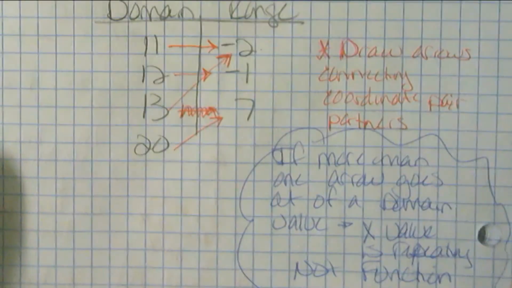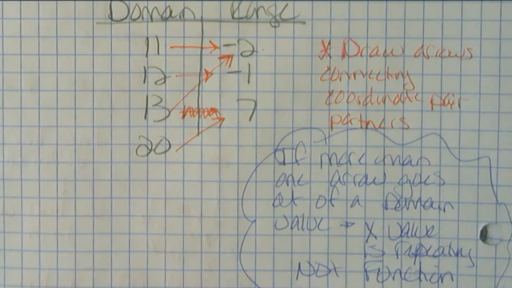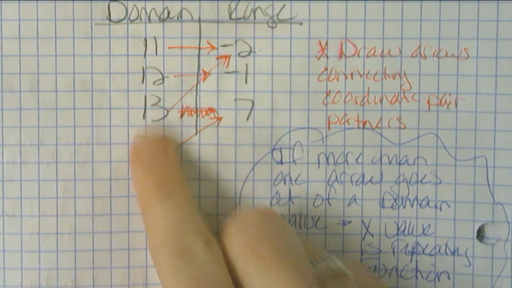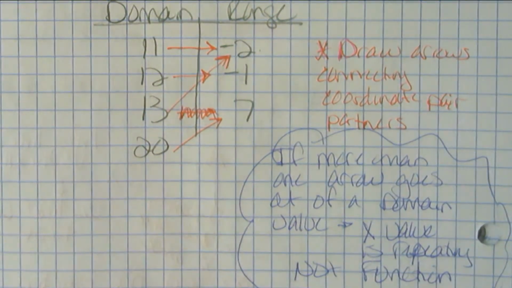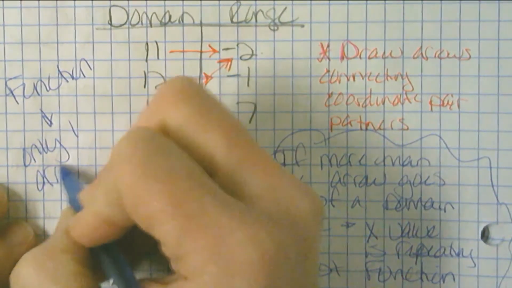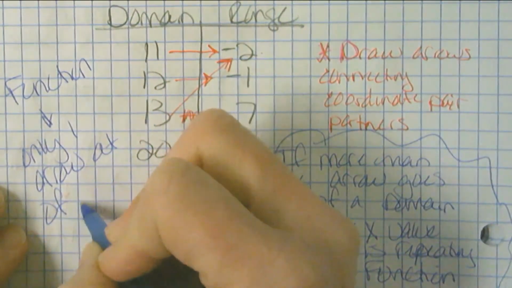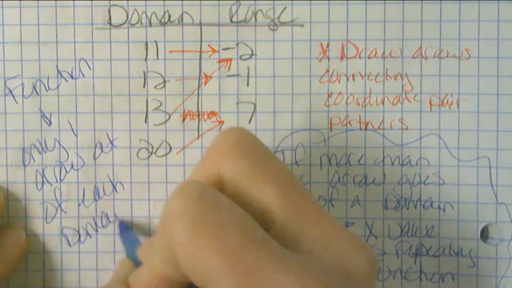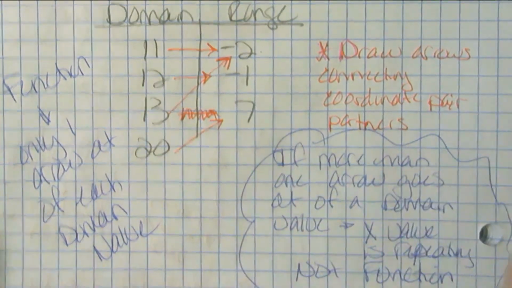So, if I take a look at this mapping diagram, is there any domain value that has more than one arrow out of it? I'm looking at all my domain values. Is there any domain value that has more than one arrow out of it? No. So this is a function. Only one arrow out of each domain value.